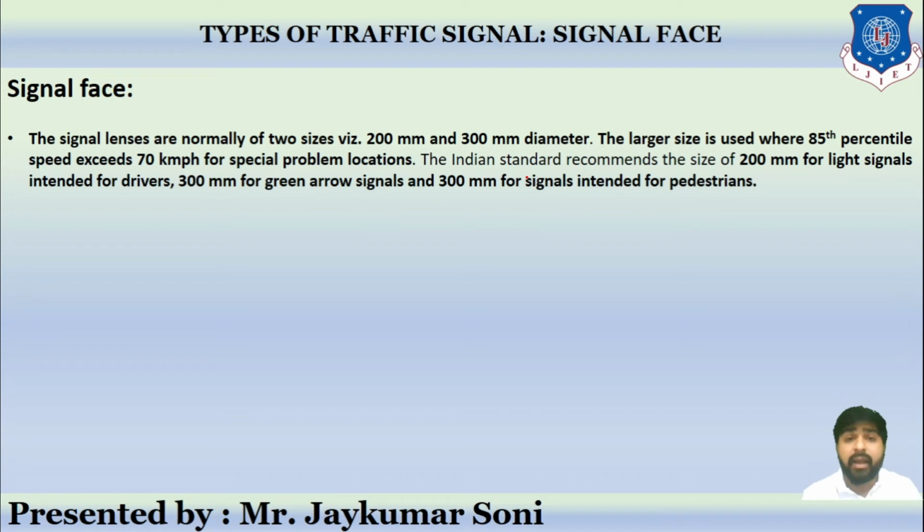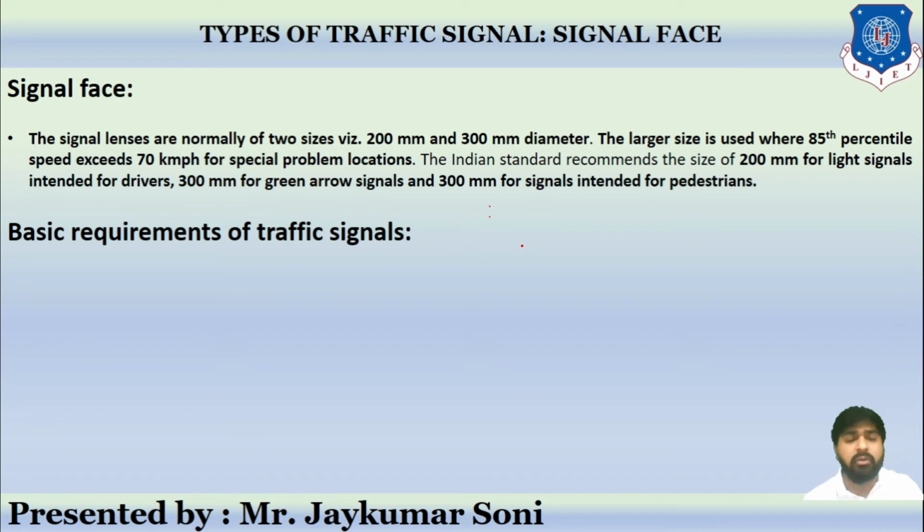and visibility. As far as Indian standard recommendations are concerned, the Indian standard recommends the size of 200 mm for the light signal intended for drivers, 300 mm for green arrow signals, and 300 mm for a signal intended for pedestrians also. So what we understand from this statement is that if a light signal is there, then a 200 mm signal lens will be used. If a pedestrian signal is there, or a high amount of traffic is there, or the speed is exceeding beyond 85 kmph, then the larger signal would be used. So this is how it can be used.